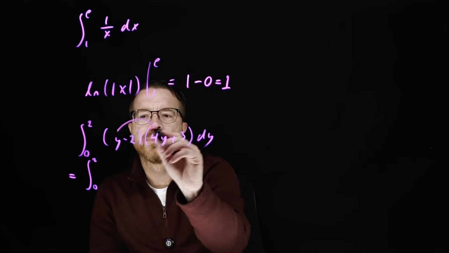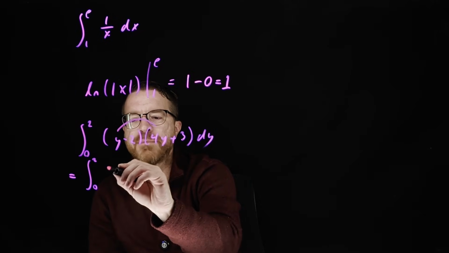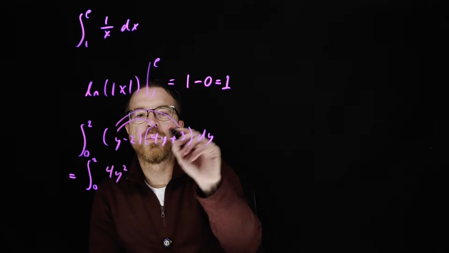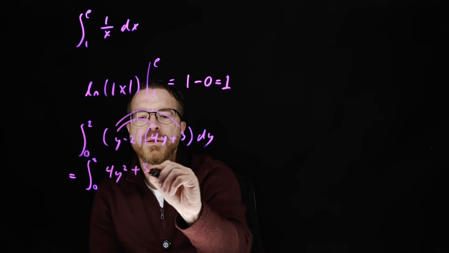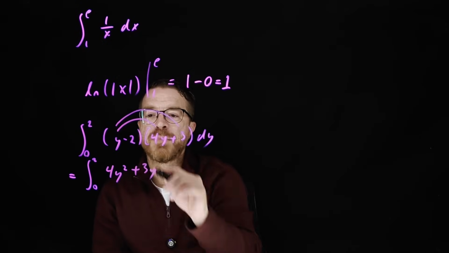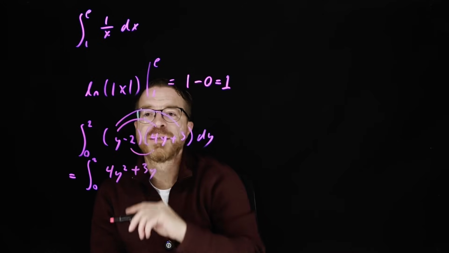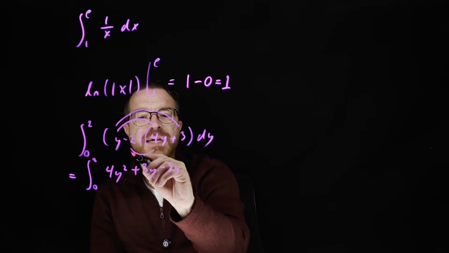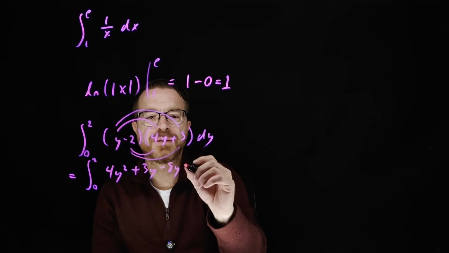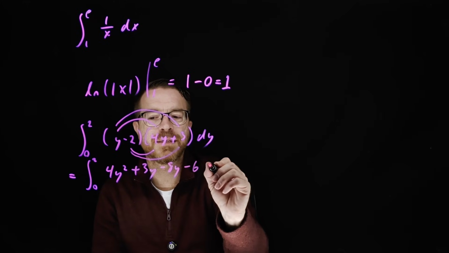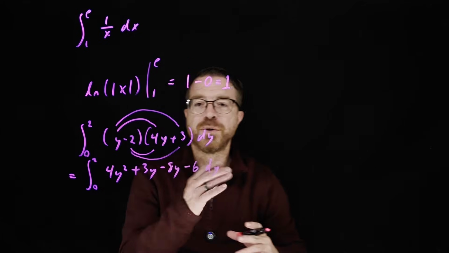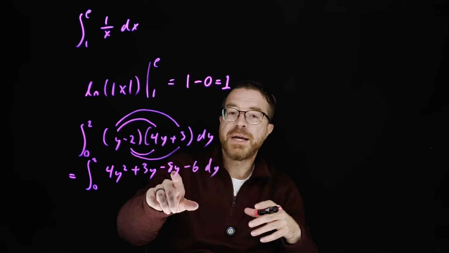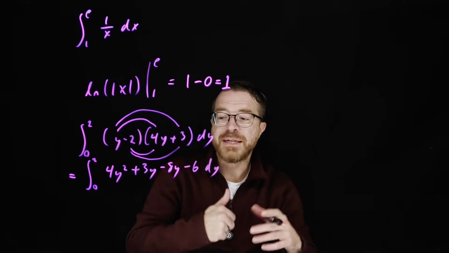So I'm going to do first, so I'm going to get y times 4y is going to give me 4y squared. Then I'm going to do my outer terms, which are going to be y times 3, so plus 3y. Then I'm going to do my inner terms, so minus 2 times 4y is going to be negative 8y. And then I'm going to do my last terms, which is going to be minus 2 times 3, which is going to be minus 6. And then don't forget your dy. Okay, is there anything I can combine? Yeah, I can combine 3y and negative 8y, which is going to give me negative 5y.